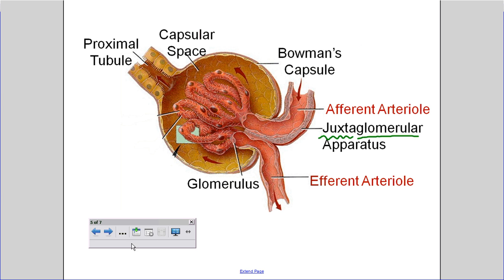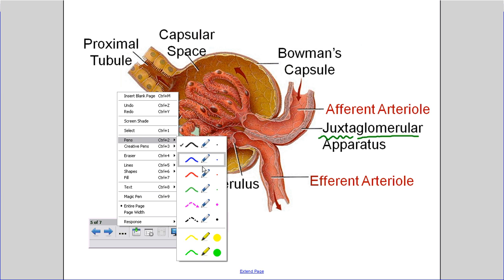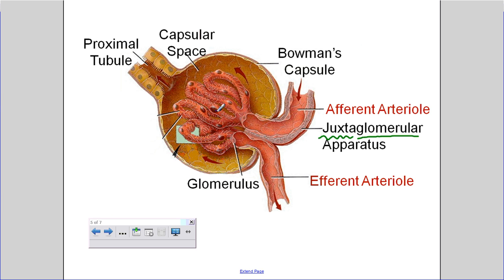I'm hoping you can see my cursor. Maybe I should get a pen. Okay, so here's the glomerulus. Now you can see. And surrounding the glomerulus is Bowman's capsule. Right? So here's Bowman's capsule.